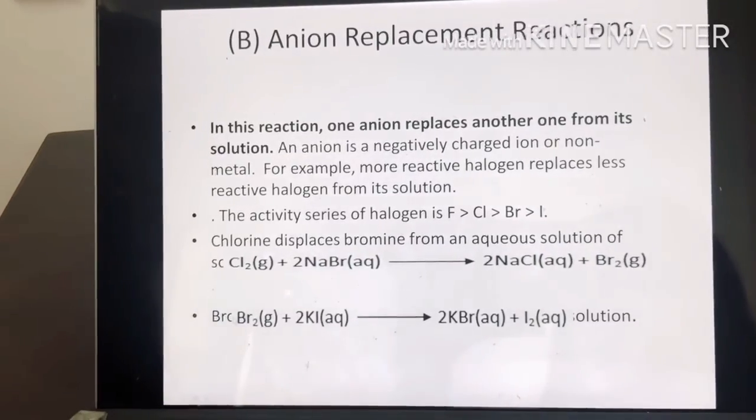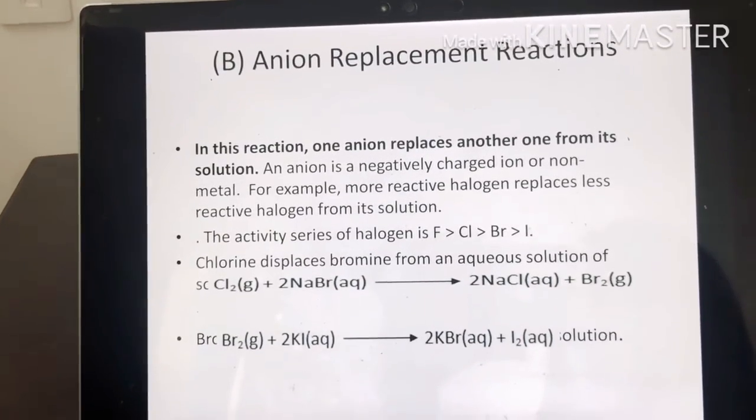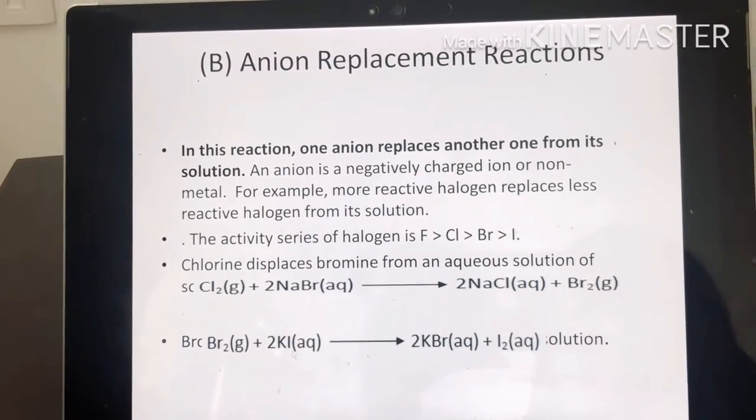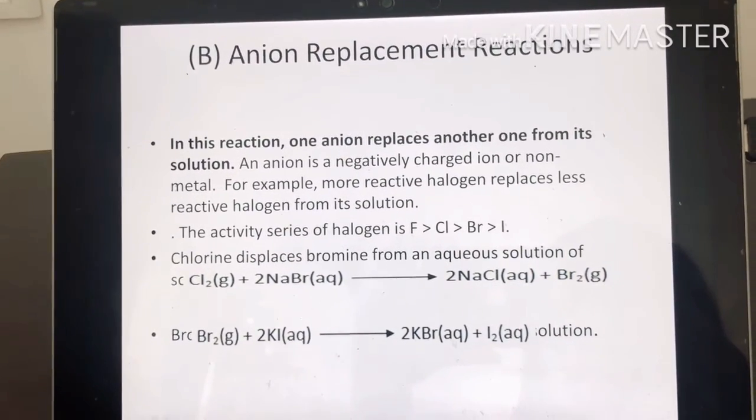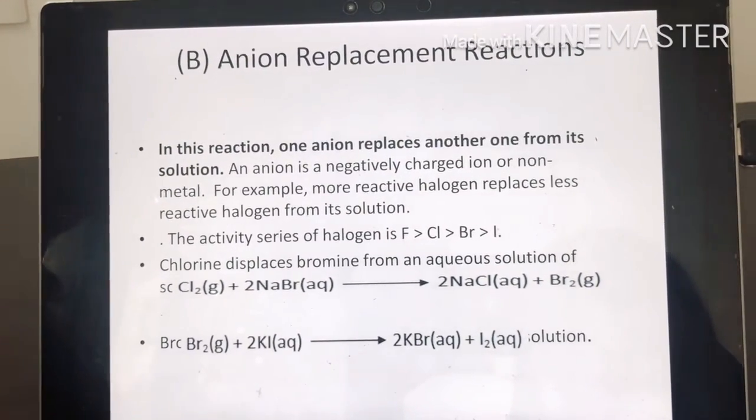Similarly, bromine is passed into potassium iodide solution. Now we know bromine is more reactive than iodine, so it displaces iodine from the potassium iodide solution, and we get potassium bromide, plus iodine is formed in the solution. So these are a few examples of anion replacement reactions. I hope you all understood about the displacement reaction, what it means, how you're going to write down the observation, how you're going to write down the reactions, and how you're going to differentiate it from different sets of reactions, which is single displacement reaction.